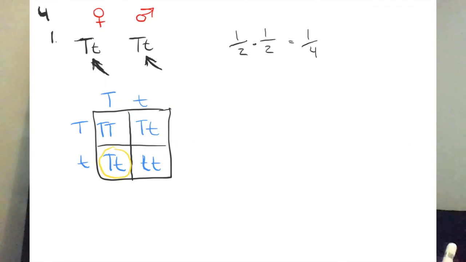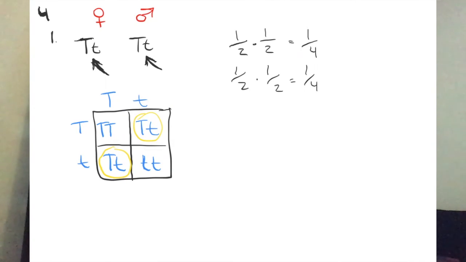But we could have the odds that the female passes on a little t, which would be 1 in 2, and the male passes on a big T, which would be 1 in 2. And that would also be a 1 in 4 chance. That would be this example, right? And so we're going to have to add those up.